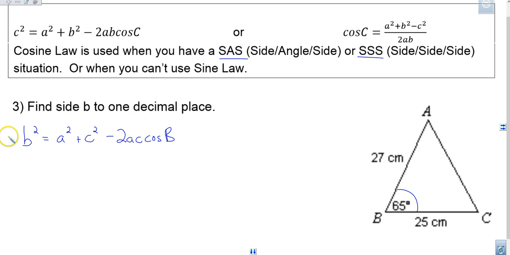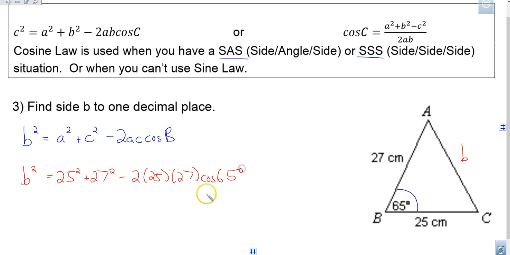Now you don't have to write out the formula like this each time, you just have to start using it. So if I want to find out side b, which would be opposite of angle B, then b squared would be equal to, side a is 25, so 25 squared, plus side c, opposite of angle C, is 27 squared. But it doesn't really matter what order those go in, you'll get the same result. And then 2 times the first side times the second side, and then times cosine of angle B.